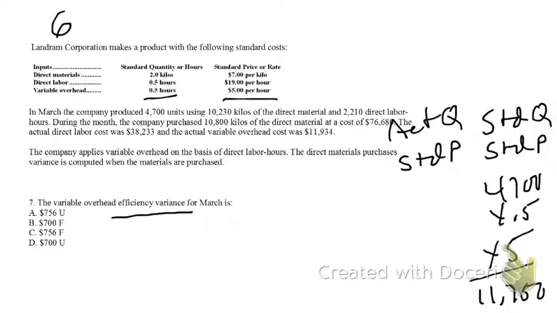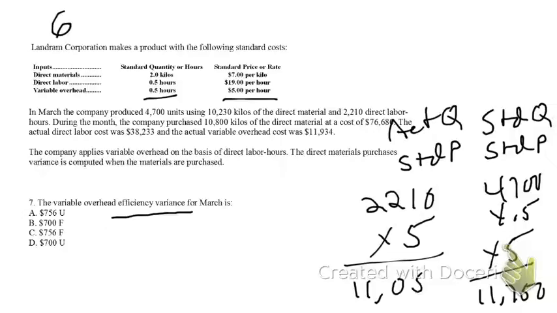For my actual quantity that I used, how many hours did I actually work? They used 2,210 hours. Each one of those hours was at $5 for a total of $11,050. The difference is obviously $700, and it is favorable because the $11,750 is the standard. Actually, I only spent $11,050, so it is a $700 favorable variance.